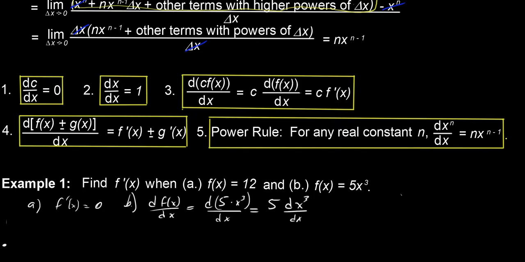And then to find this guy's derivative, we can just use the power rule. So we have a power of x. So we can say the derivative of x cubed, I'm going to just carry this 5 through, and then it would be 3 times x squared. So the derivative of 5x cubed then is just 15x squared.